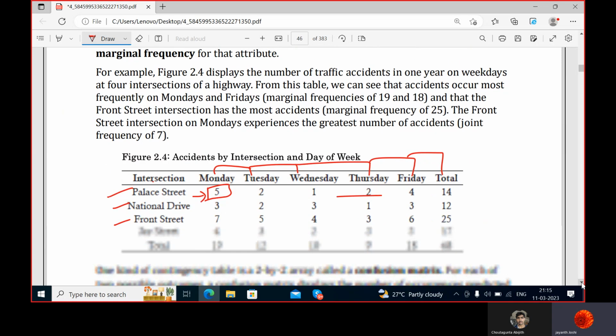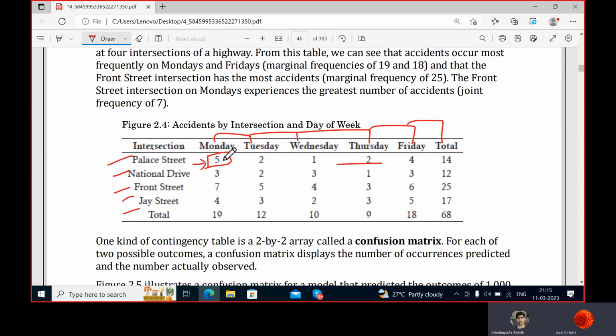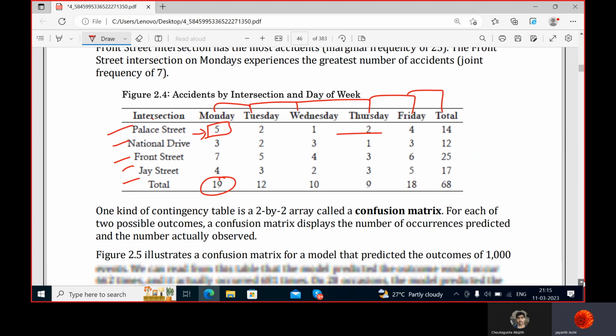So did I say the same thing? It's a joint frequency. So what does this 5 mean? The 5 means on Monday, in the intersection Palace Street, 5 accidents have occurred. Does it make sense? And on Monday, in all these intersections, a total of 19 accidents have occurred. That's it. Finished.